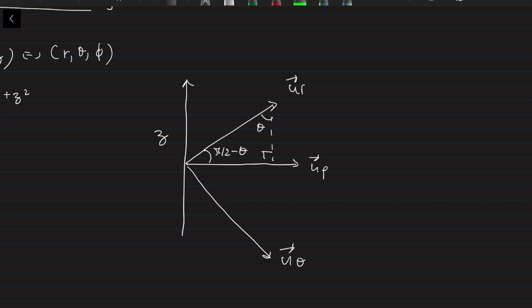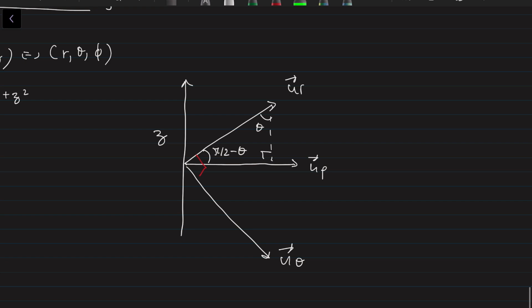Because the sum of the angles in a triangle is always 180 degrees, or pi radians. But what do we know? We know that ur and u theta have to be normal to each other. So that means that this one is a right angle. So actually, the only way this one is a right angle is if this is theta, right? So actually we have another right angle triangle over there.